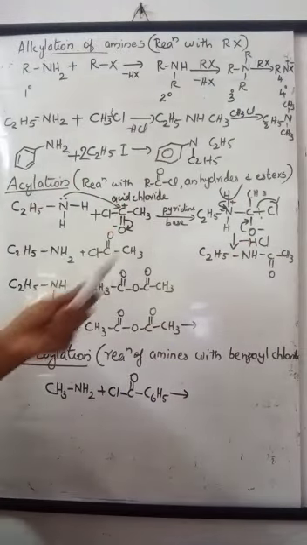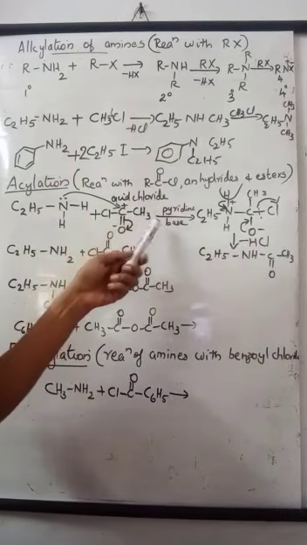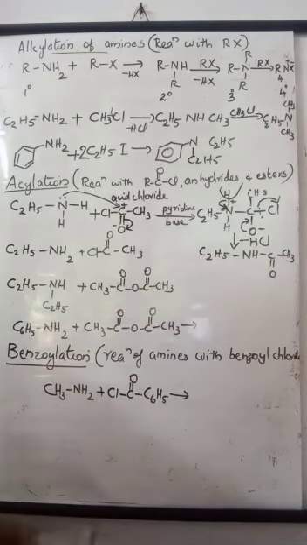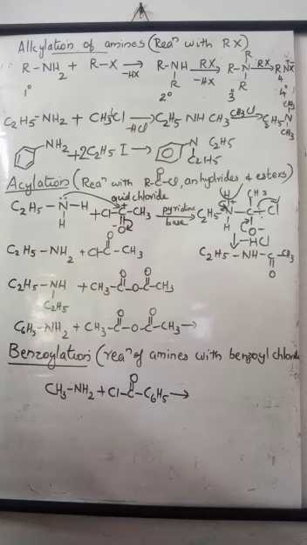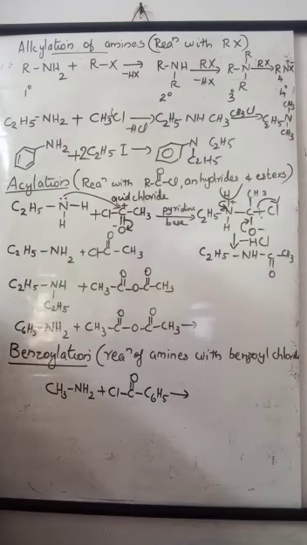The reaction takes place in the presence of a base, pyridine, because pyridine will neutralize the hydrochloric acid formed during the reaction and shift the equilibrium towards the right-hand side. So the mechanism, without writing the intermediate, we can easily give the product as this.